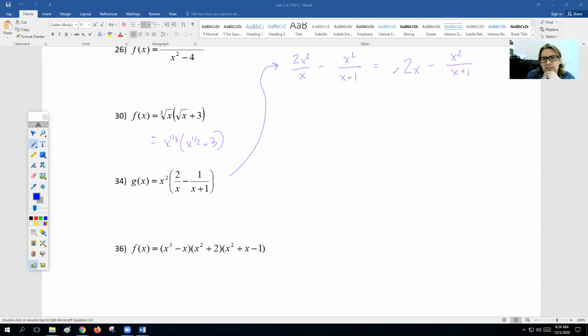Now, if we wanted to combine these together, let's see, we would have to get a common denominator of x plus 1. So I'd have to multiply this by x plus 1 over x plus 1. And we would get 2x squared plus 2x minus x squared over x plus 1. And so this would come out to be x squared plus 2x over x plus 1.